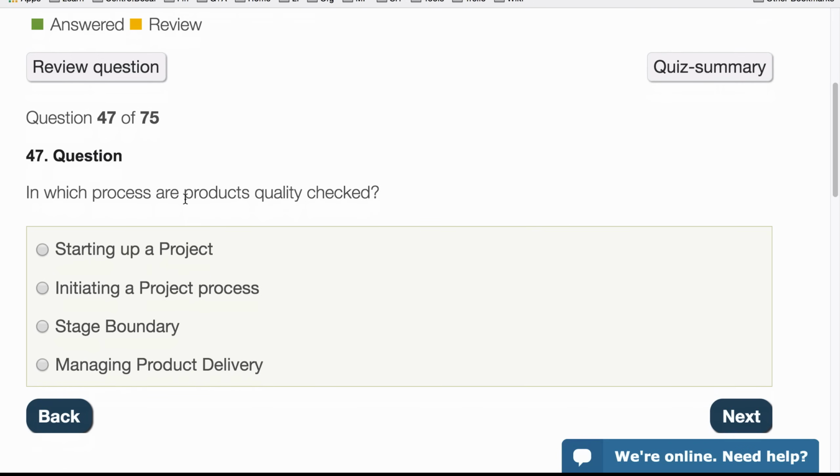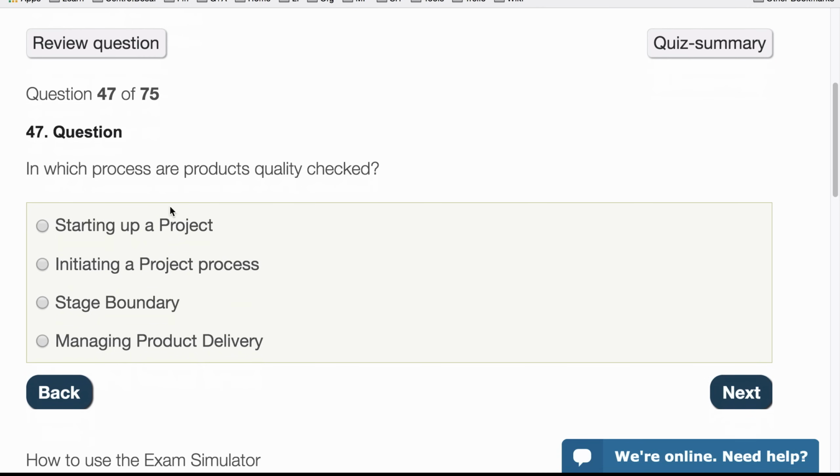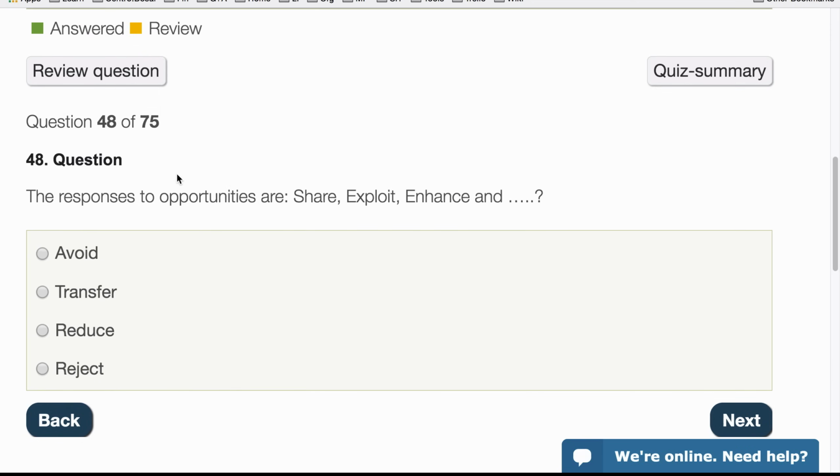In which process are products quality checked? So is it starting up? No, because we don't have any products yet. Initiating a project? No, that's the planning. We haven't created anything. Stage boundary? They should be finished by then because that's when we look in between the stages. And we have managing product delivery, which is correct because the products are quality checked before the team hands them back to the project manager.